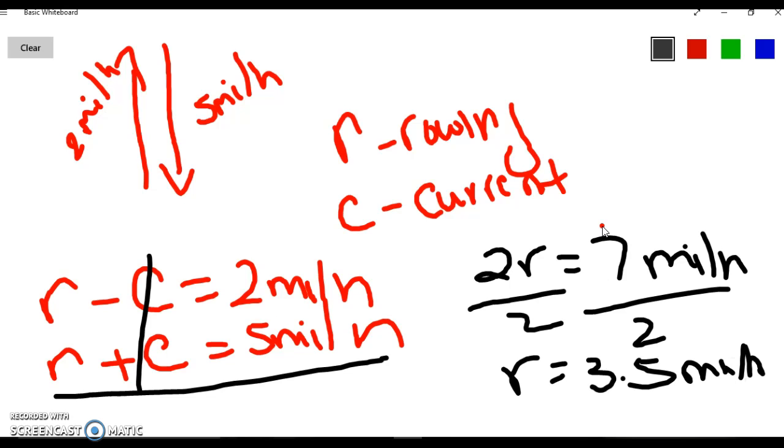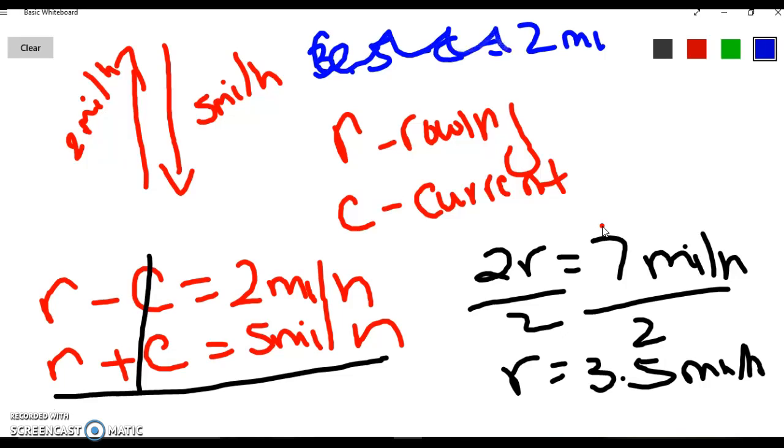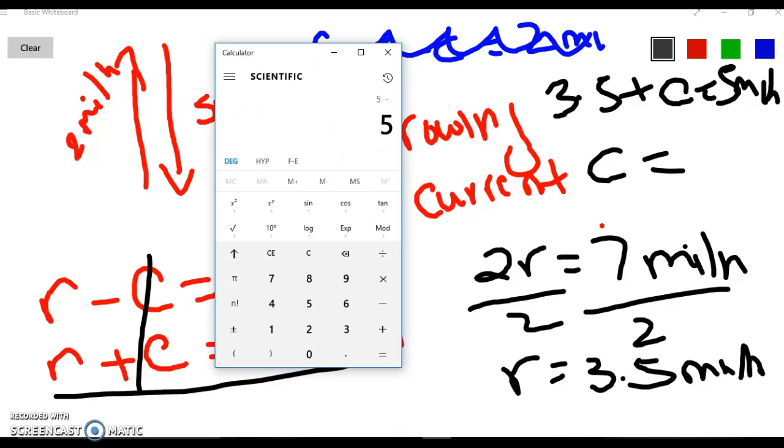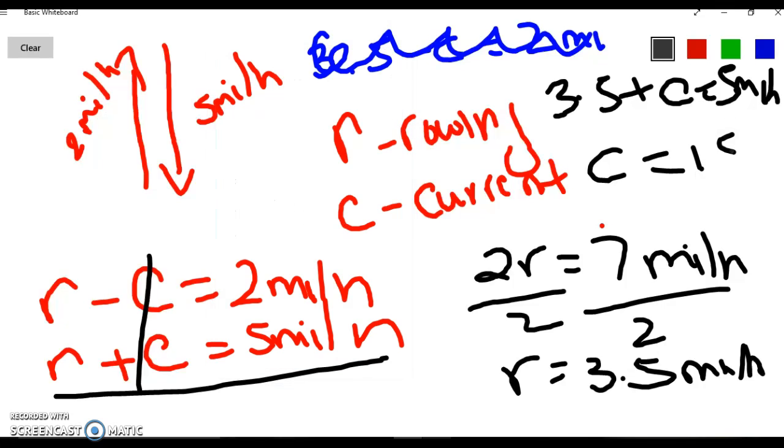And we can substitute it back in, it doesn't matter which one, to find out the current speed. So we'll do the first one. So that is 3.5 minus C equals 2 miles per hour. Actually, I think it's easier if we do 3.5 plus C equals 5 miles per hour. Subtract 3.5 from both sides. So that's 5 minus 3.5. We get 1.5. Current speed is 1.5 miles per hour.